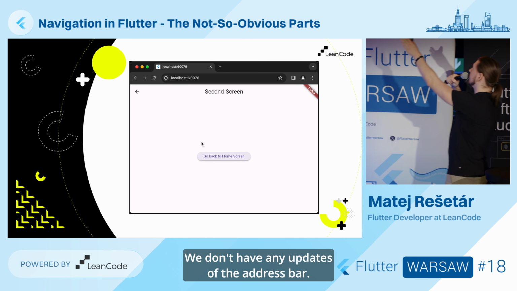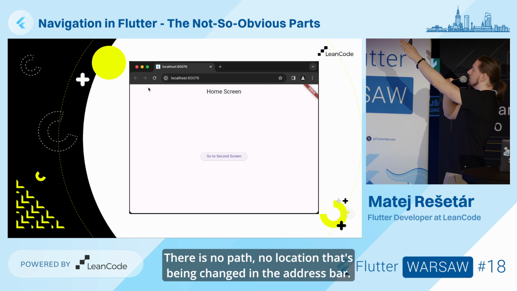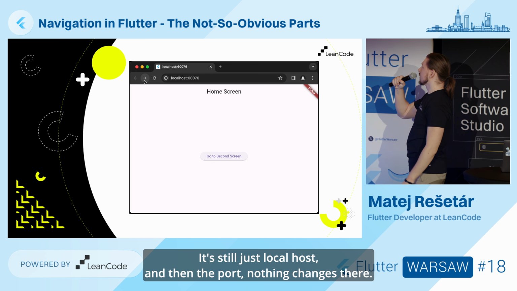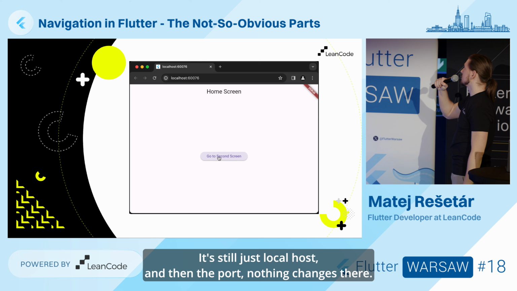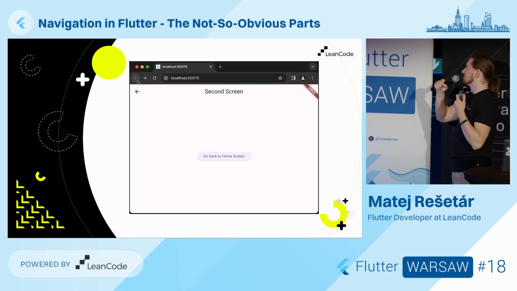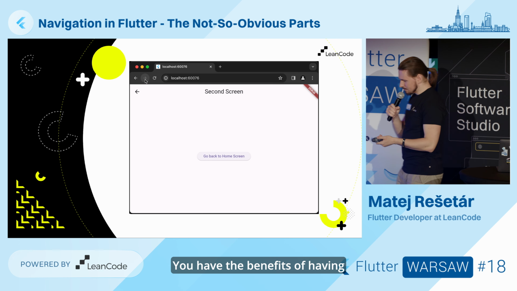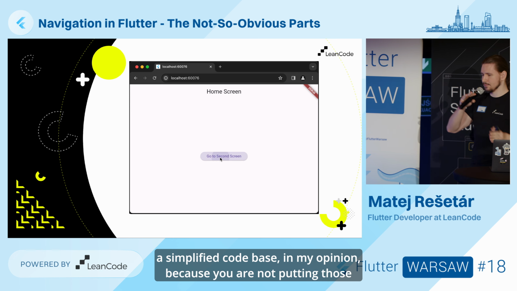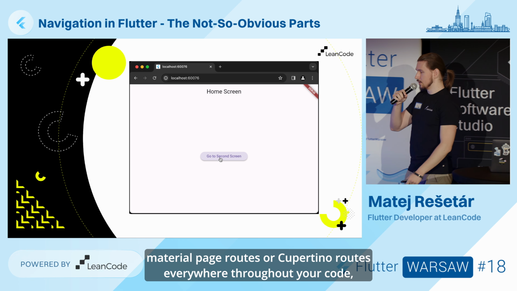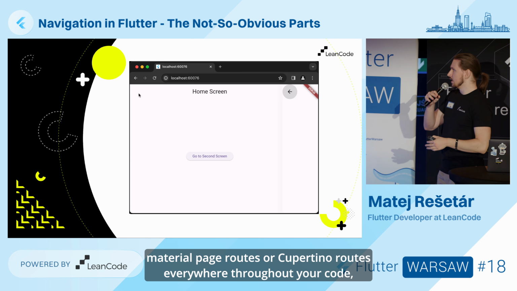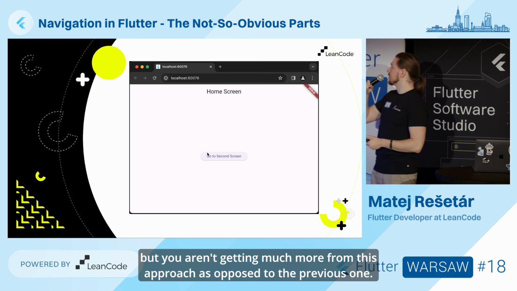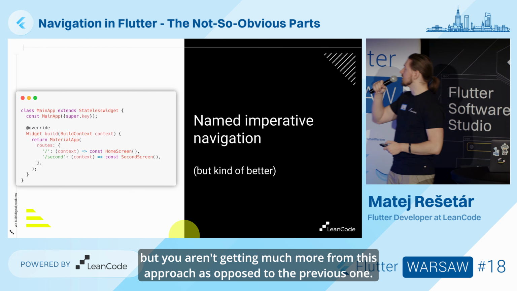We don't have any updates of the address bar. There is no path, no location that's being changed in the address bar. It's still just localhost and then the port. Nothing changes there. So you have the benefits of having a simplified code base, in my opinion, because you are not putting those material page routes or Cupertino routes everywhere throughout your code, but you aren't getting much more from this approach as opposed to the previous one.